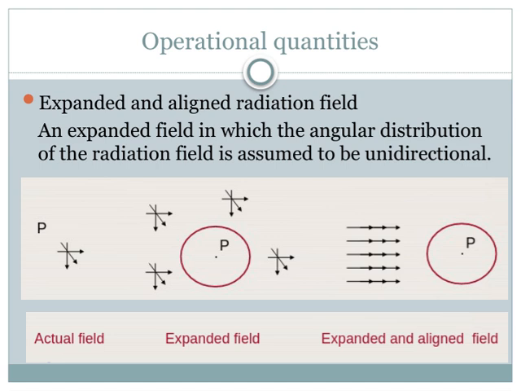Moving on to operational quantities, these are the practical measures we use in the field. They help us assess and control radiation exposure in real-world scenarios, ensuring safety and compliance. So, when we talk about expanded and aligned fields along with operational quantities, we're essentially bridging the gap between theoretical understanding and practical application. This ensures that we can accurately evaluate and manage radiation risks in various environments.